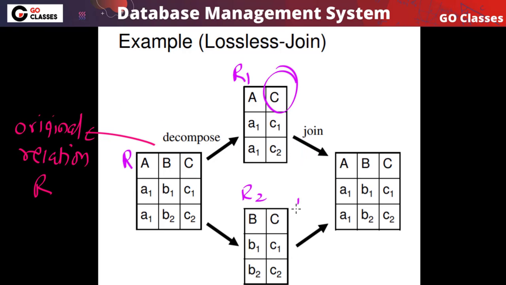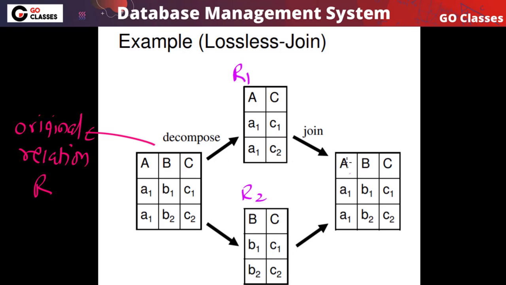Natural join means equality of the common attribute. You can notice the common attribute is C, so we will check the equality of the common attribute. This attribute C has value C1, and in this tuple also C has value C1. So that is the reason this tuple will join with this tuple. Similarly, this tuple will join with this tuple.